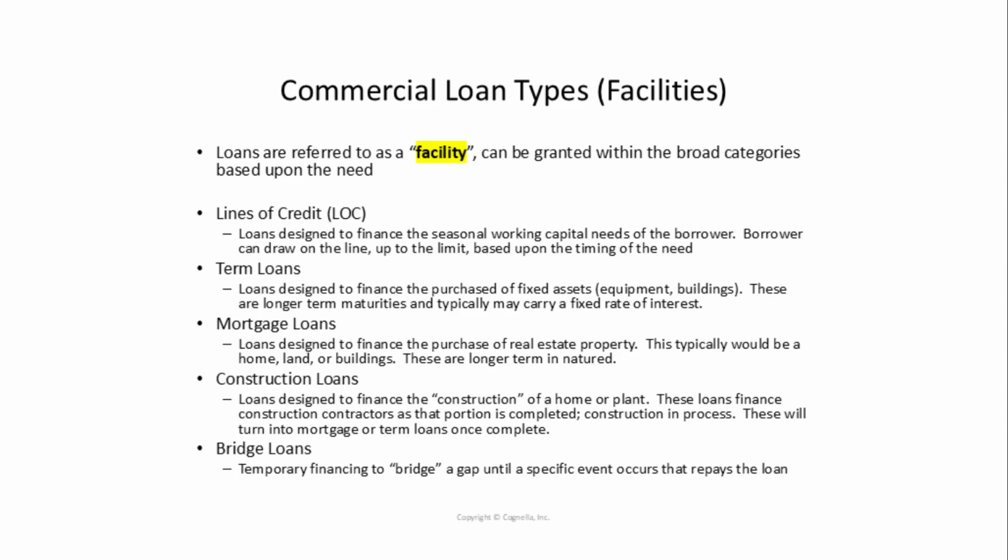Commercial loan facilities include lines of credit, term loans, mortgages, construction loans, and bridge loans. If you have ever seen a crane on the skyline, chances are that project is financed with a construction loan, which will later roll into a mortgage.